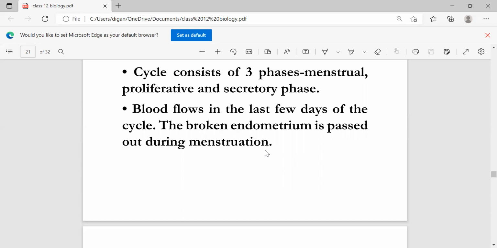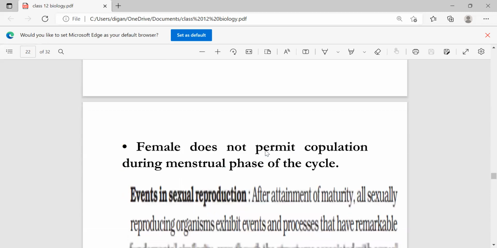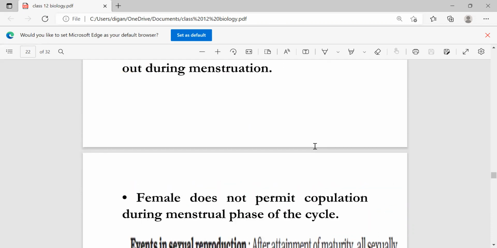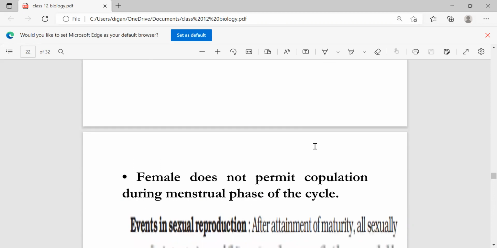Since it is passed out from the body, that's why bleeding takes place at that time. Females do not permit copulation during the menstrual phase of the cycle. So you have to remember this point for the menstrual cycle. A frequently asked question is the difference between the oestrous cycle and the menstrual cycle. So then you write these points.